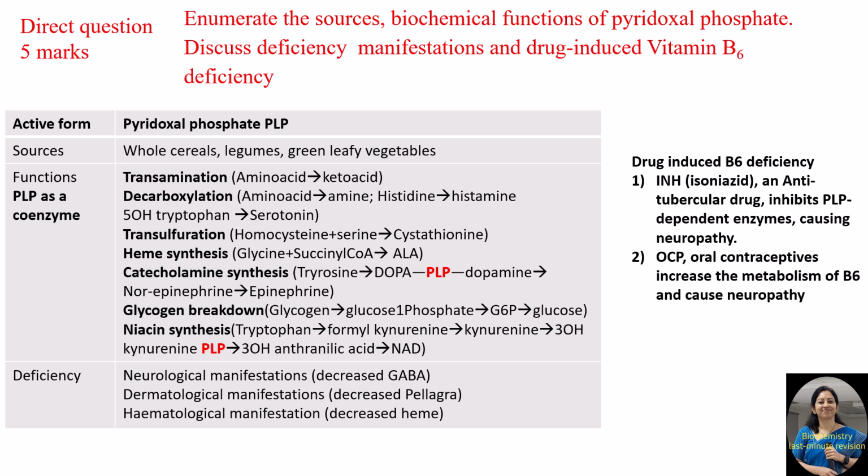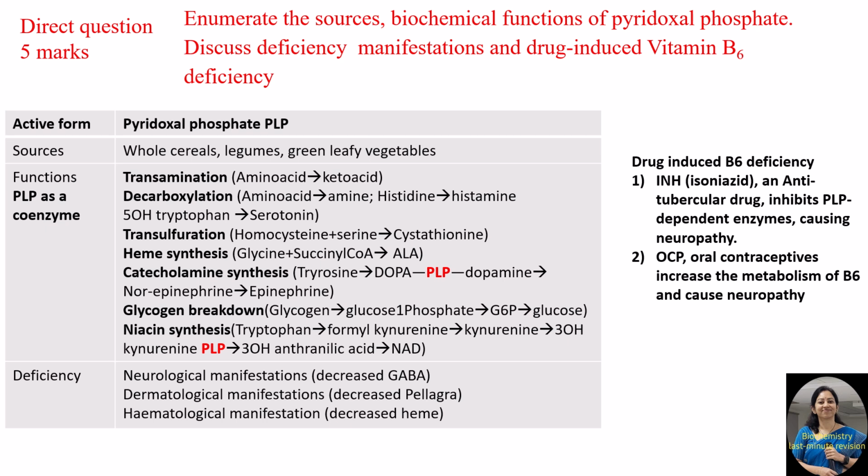The first reaction is transamination, where amino acid gets converted to keto acid. Decarboxylation, where amino acid gets converted to amine. Transsulfuration, where homocysteine gets converted to cystathionine. Heme synthesis: the first step of heme, where glycine condenses with succinyl-CoA to form delta aminolevulinic acid, requires PLP as coenzyme. Catecholamine synthesis: they are synthesized from tyrosine. Tyrosine gets converted to DOPA. DOPA gets converted to dopamine, and this conversion requires PLP.